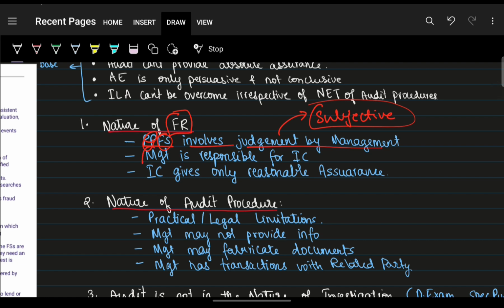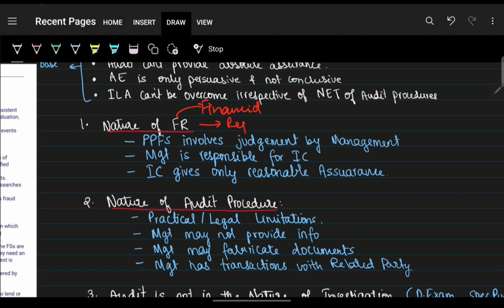And the management is responsible for internal control. So obviously there is a bit of control risk that is involved, and a bit of inherent risk that is involved, right? So internal control also gives only a reasonable assurance. So what comes first is the nature of financial reporting. FR stands for financial, R stands for reporting. It is in the nature of financial reporting, because the financial statements are prepared as per the judgment of the management. When it comes to many accounting policies, management judgment is involved.